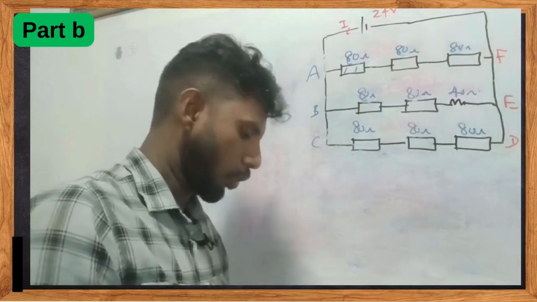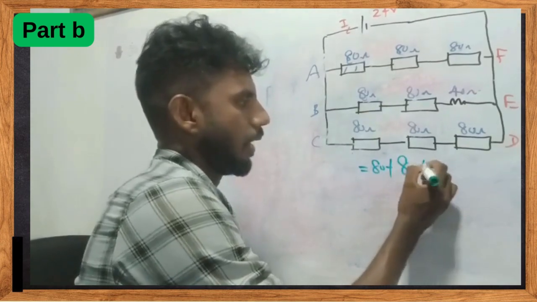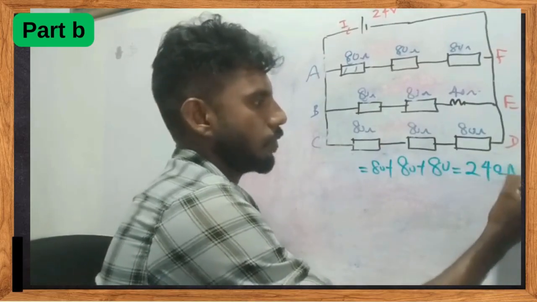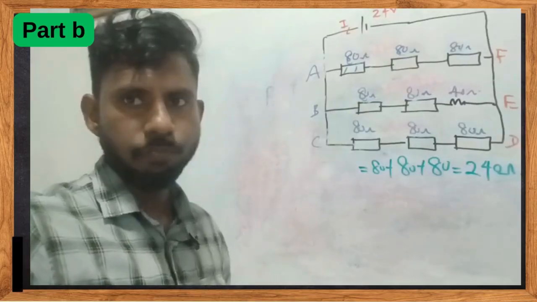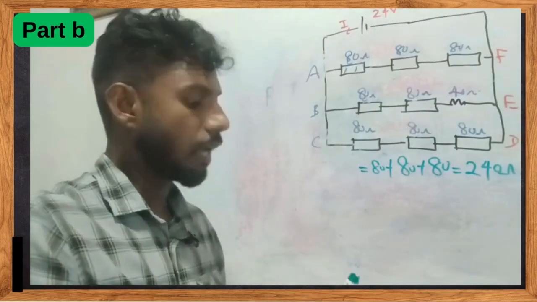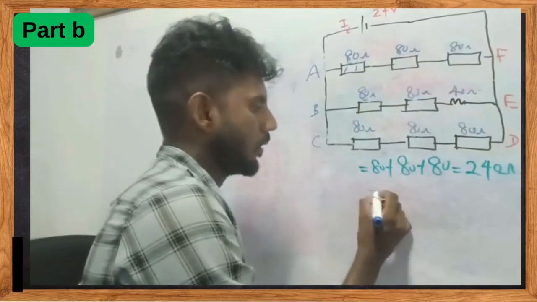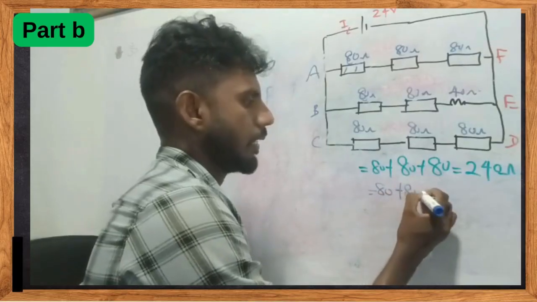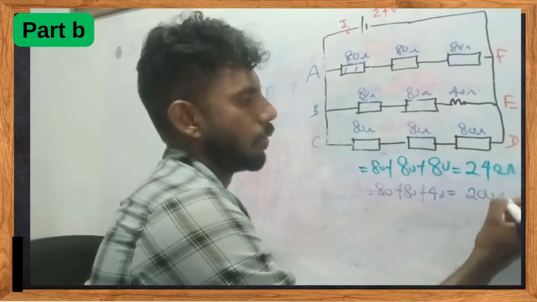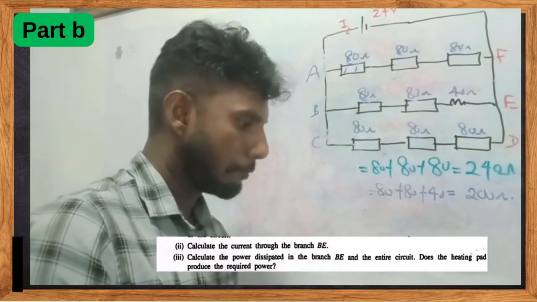So 80 into 3, of course. So it's 80 plus 80 plus 80, that's 240 ohms. That's the answer, right? Then students, BF, again these resistors are in series. 80 plus 80, 160, that plus 40. So 80 plus 80 plus 40, 160 plus 40 is 200 ohms. Right. Calculate the current in branch BE.